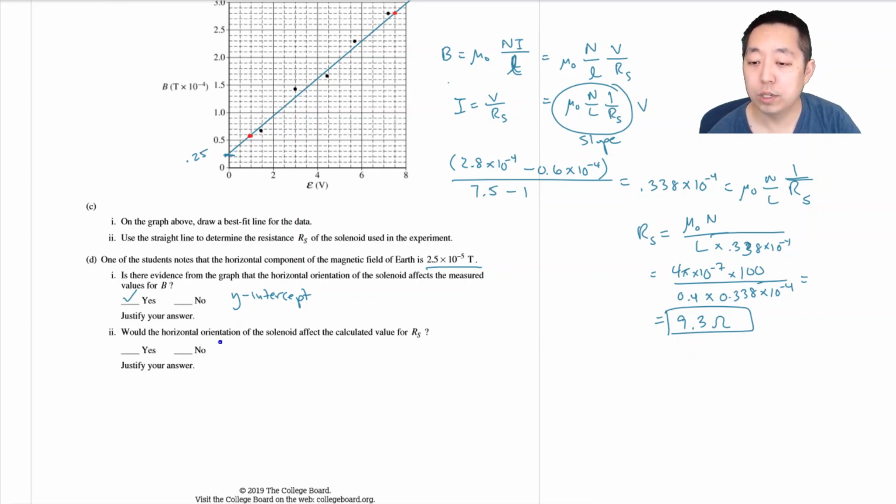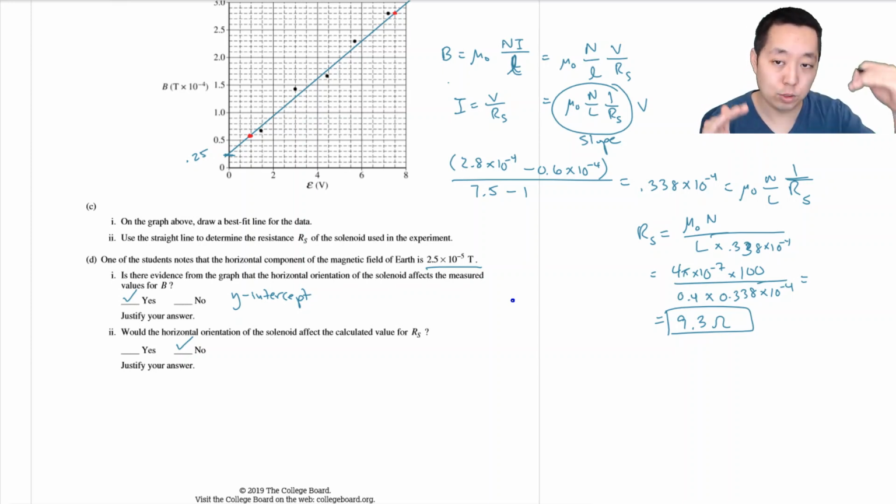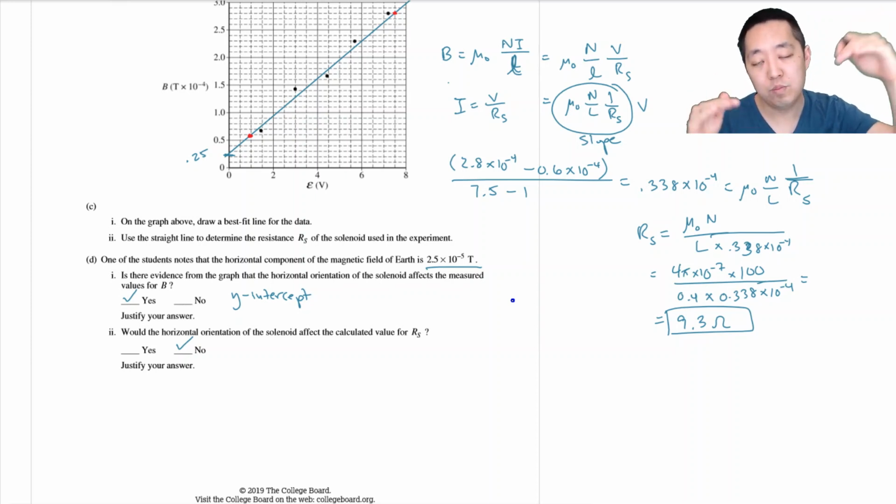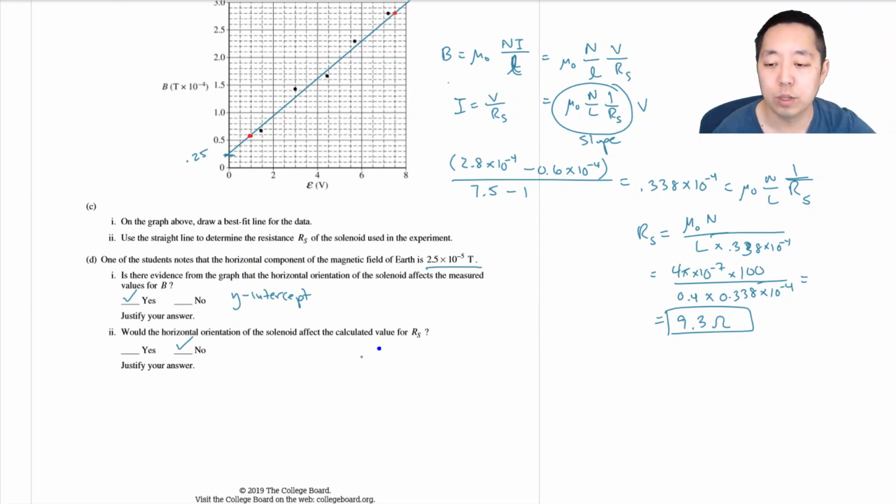Would the horizontal orientation of the solenoid affect the calculated value for Rs? No, because the slope wouldn't change, right? Our calculated value for Rs came from the slope, and if you just shift the line vertically, which is what the presence of the Earth's magnetic field would do, the slope would still be the same. So it really wouldn't affect our answer.